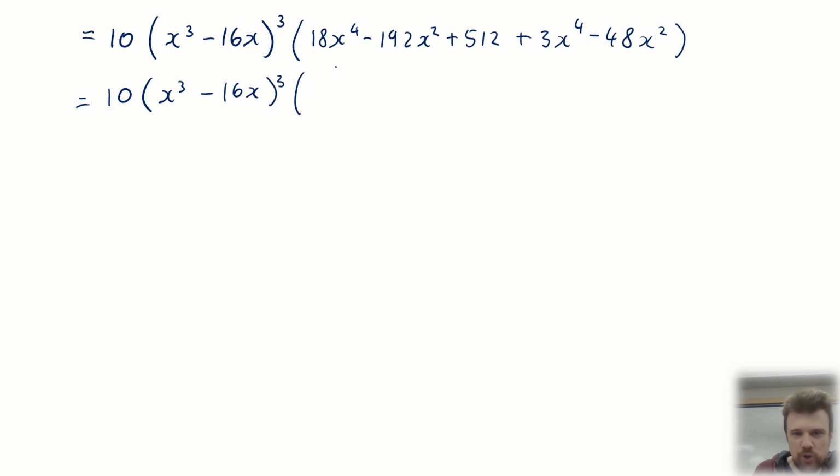So this seems like a bit of a chore now. But that is 21x to the 4. That is another 48, so that's minus 240x squared. And then lastly, plus 512.